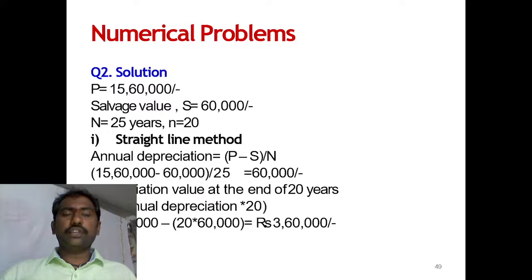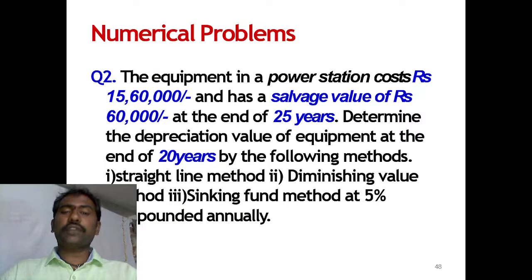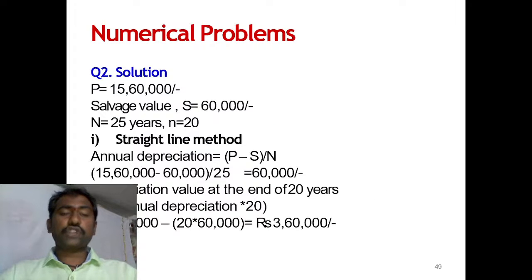So what is given? P is equal to 15,60,000 rupees, the total investment, the scrap value or salvage value is 60,000, and N equal to 25 years. And we consider that for 20 years we can find the depreciated value. So first we find the depreciation value for 25 years, and then from that formula, from the depreciation, we can find it for 20 years.